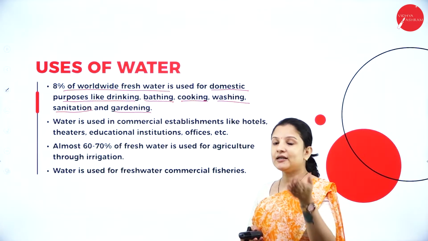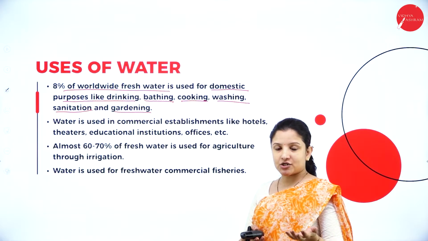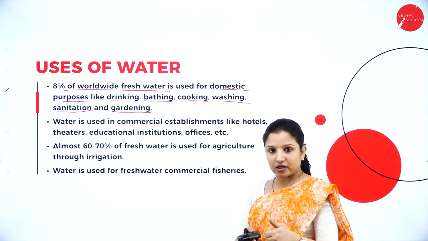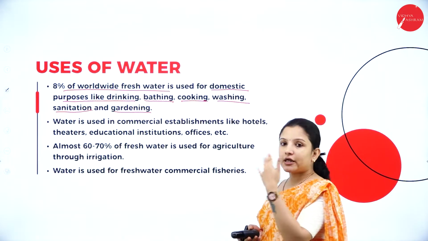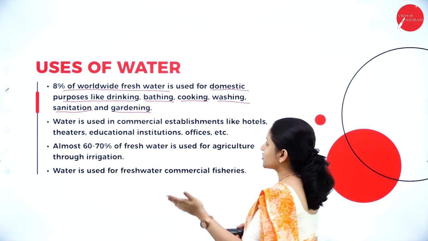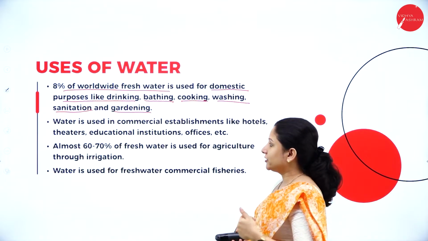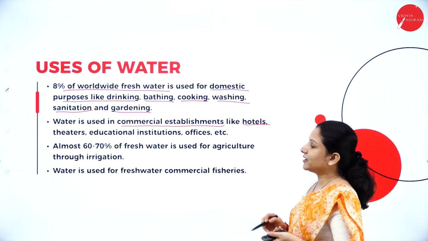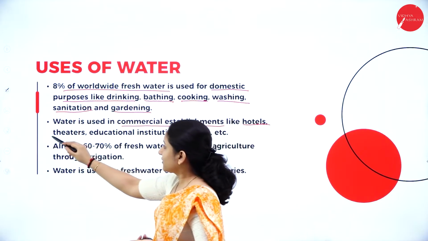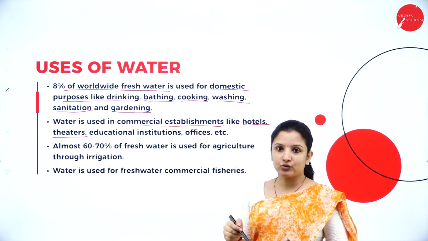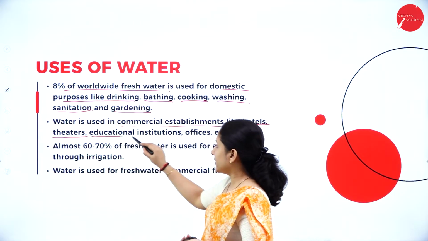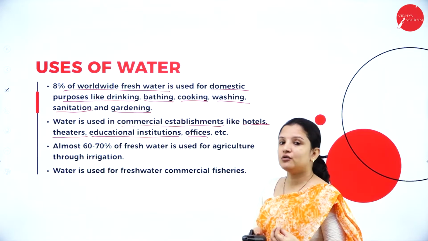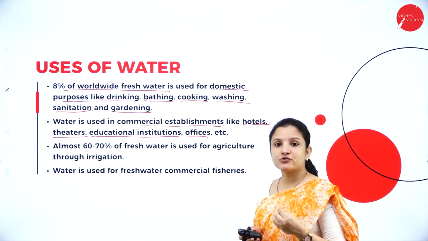Among that 1%, the maximum amount is used for agriculture. The remaining is used for domestic purposes such as drinking, bathing, cooking, washing, cleaning, that is sanitation, then gardening and all that. Water is also used in commercial establishments, like in hotels, where a large amount of water is used. In theatres, especially to run the air coolers, water is used. And in educational institutions also water is used, offices, etc. So for commercial purposes also, on a large scale, fresh water is being used.